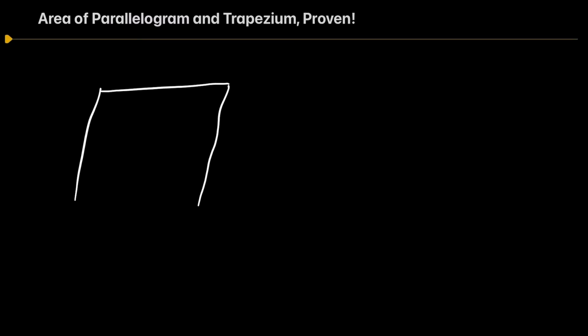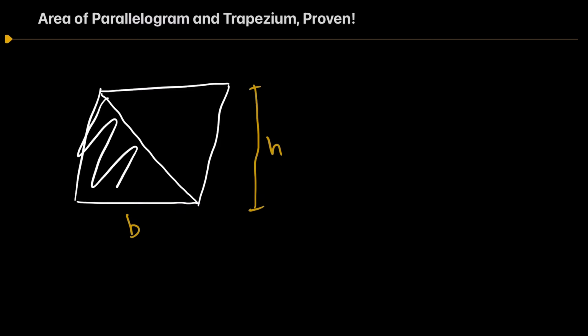So when we have a parallelogram, and we know these measurements, we know the base of it, and we also know the vertical height of it. What we can do is just split this parallelogram in half, just like that. And by splitting it in half, we have created two triangles. So we have one triangle over here and one triangle over here. So all we have to do is find the area of both triangles and add them up.